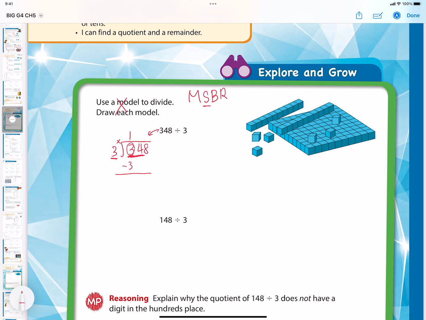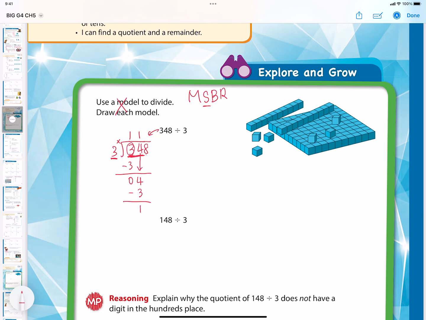And our second step is what? Subtract. Nothing in the tens place, but then we need to bring down the next digit, which is 4. So now compare. This divisor 3 can fit into 4. Yes. How many times? One time. So let's do it again. This is repeating, right? So multiply. 3 times 1 is what? 3 again. And then subtract, which is what? 1.